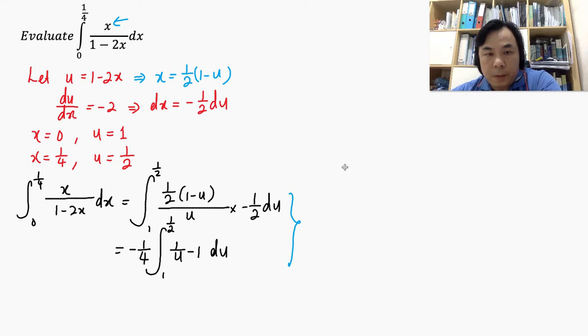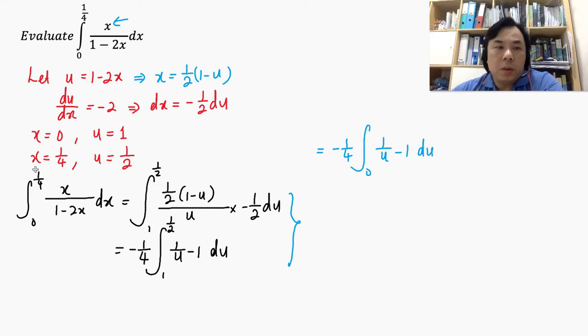Now that would be, in this case, negative quarter, and we'll continue from here. Negative quarter, 1 over u minus 1 du, from 1 to a half. I keep on writing 0, it's supposed to be 1 and a half here. Now integrating 1 over u is basically ln u, and then this is just u itself.